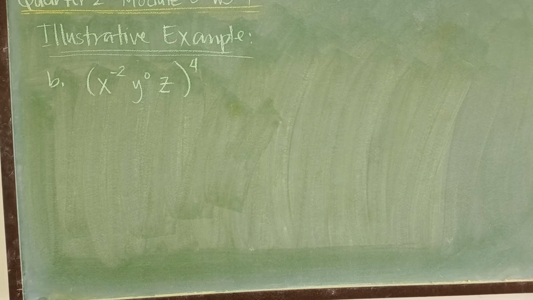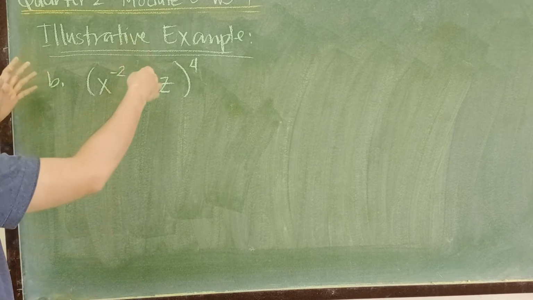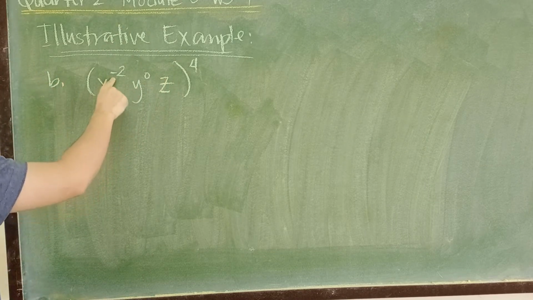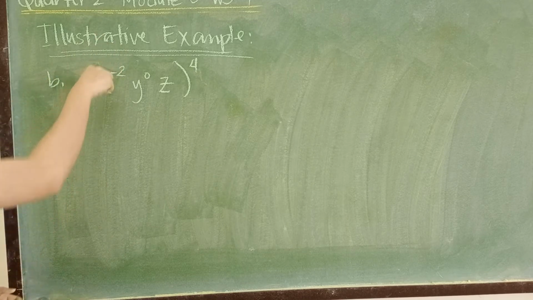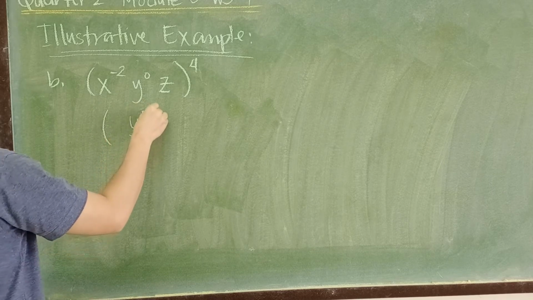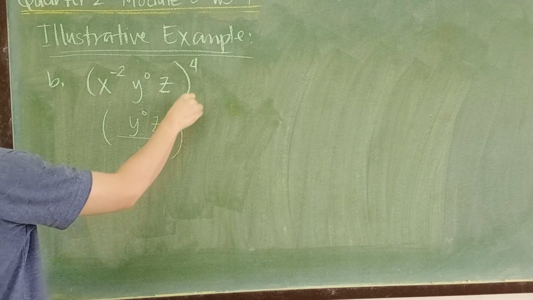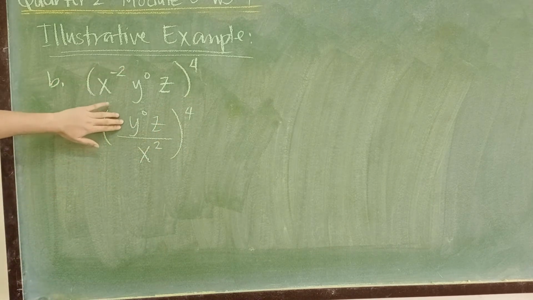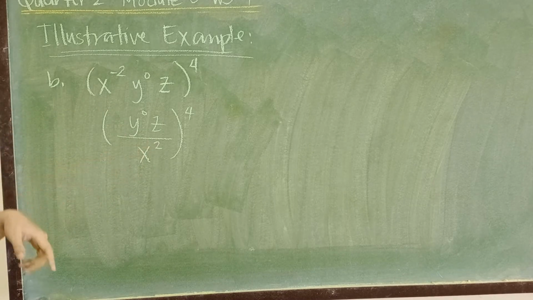So for letter B, titignan ko muna yung loob ng parenthesis since PEMDAS. So sa loob ng parenthesis, meron na ako agad na pwedeng simplify, yung x na nakaraise sa negative 2. So kukunin ko yung reciprocal niyan, ilalagay ko siya sa ilalim. So magiging y raised to 0 z all over x positive 2 raised to 4. So from negative 2, nilipat ko siya sa ilalim. So magiging x raised to positive 2 na.